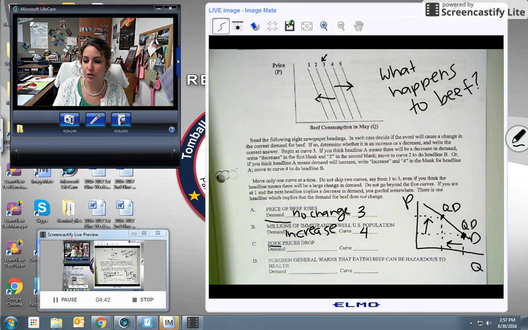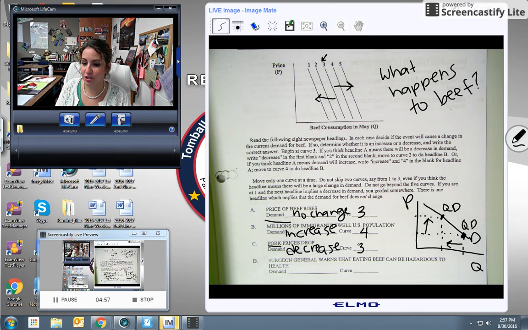And so we're going to have a decrease in demand for beef, because the question is asking for demand for beef. It's a decrease because you're going to buy the now on sale pork instead of the beef. And you're going to go back to curve 3.